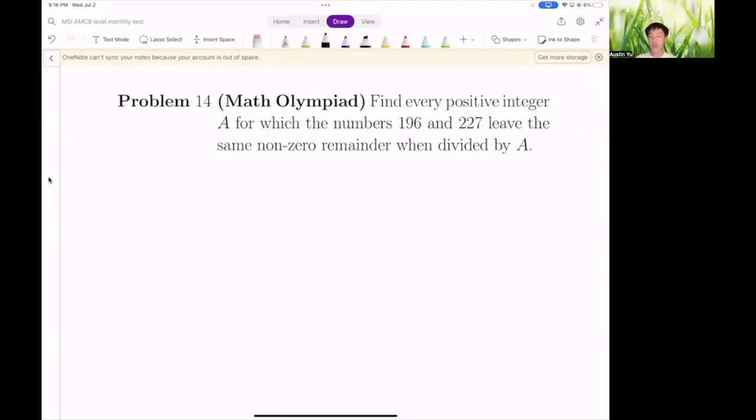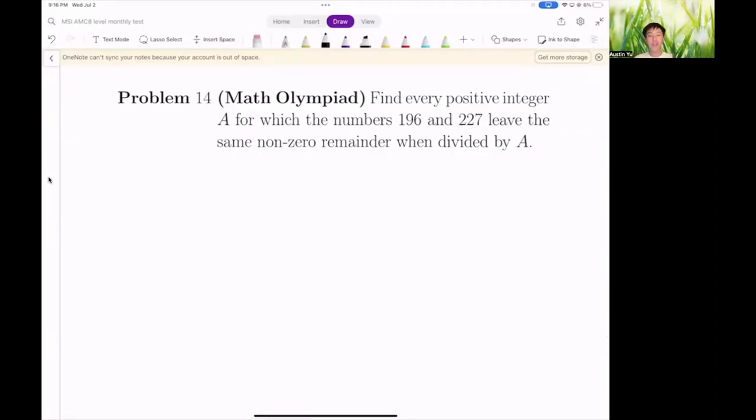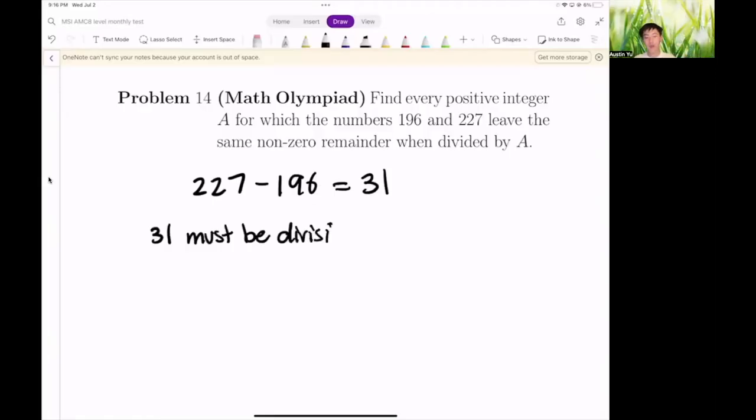Since 227 minus 196, we understand that the gap between these two numbers, 227 minus 196, is 31. We understand that 31 must be divisible by a, because the gap between these two numbers makes it so that these numbers leave the same non-zero remainder when divided by a. So therefore, 31 must be divisible by a.